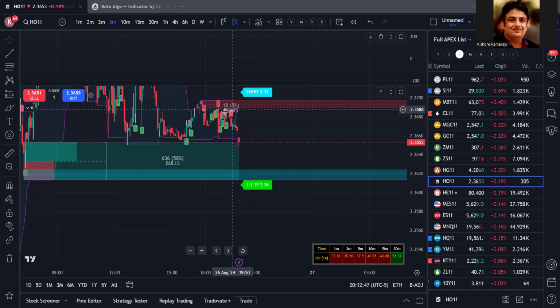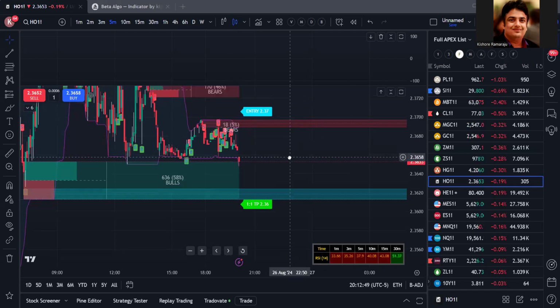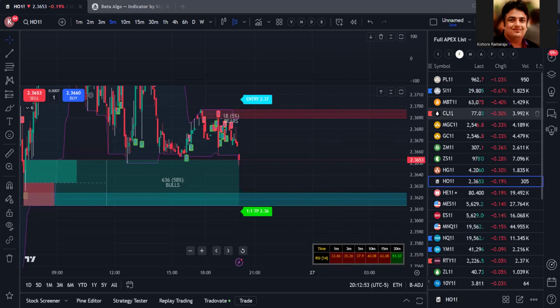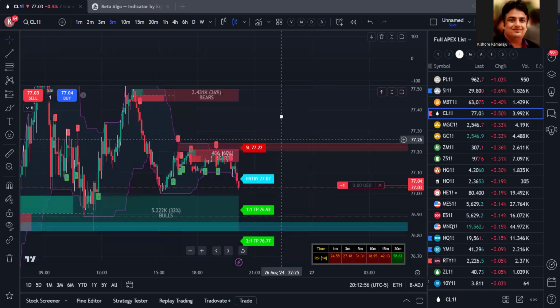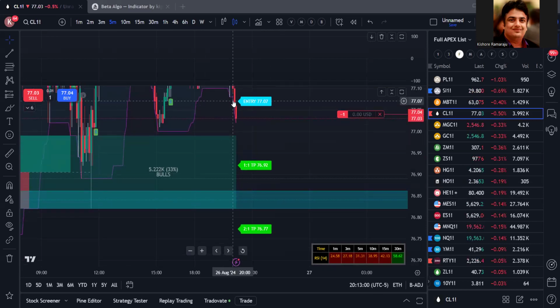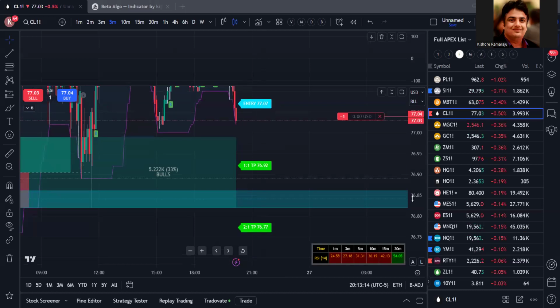Actually, crude oil and heating oil, they both move in the same direction. Yeah, the crude oil is going down. It should come all the way till here. If it breaks the support, it can come till this point. So as of now, we took a short on crude oil.